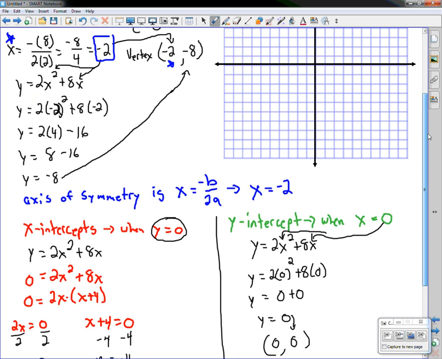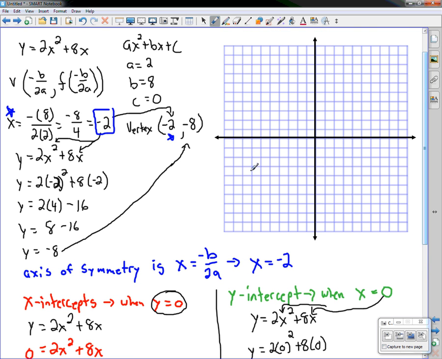Alright, so our vertex is our first point. That's at -2, -8. So I'm going to go -2, 1, 2, 3, 4, 5, 6, 7, 8. So that's my vertex. Since my a value is positive, my parabola will open up. If it's negative, your parabola will open down. So a little shortcut there when you start working with these.